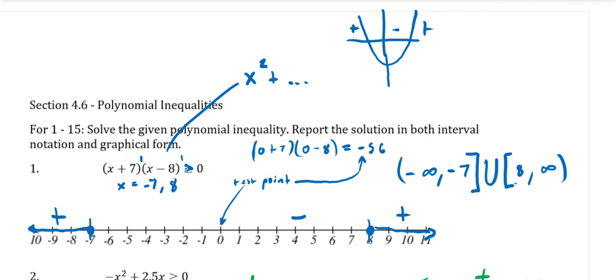Now, the question is, where do we shade and what is the correct answer? That's going to depend on what the inequality actually says. So this is greater than or equal to 0. So we are going to shade where it is positive, and we are going to include the endpoints because this is an inclusive inequality. That gives us the following two intervals, which we stitch together with a union symbol.